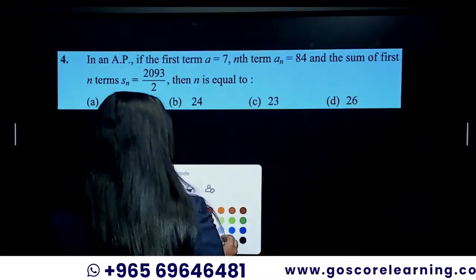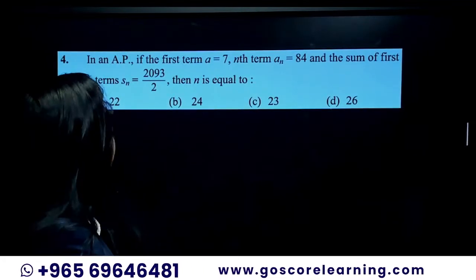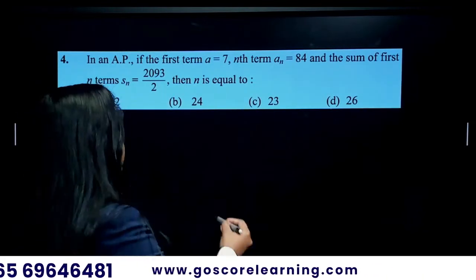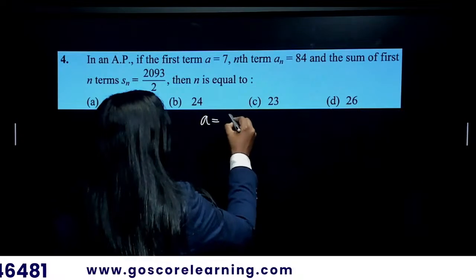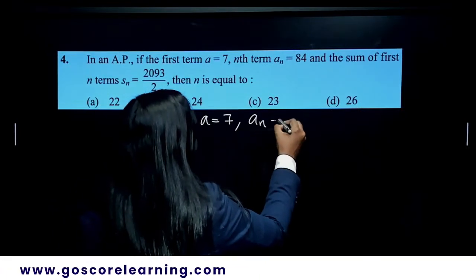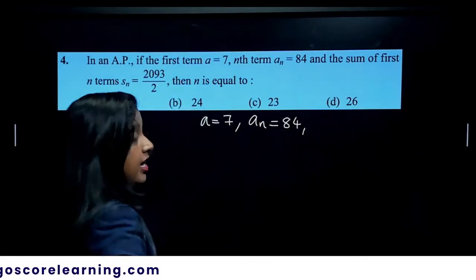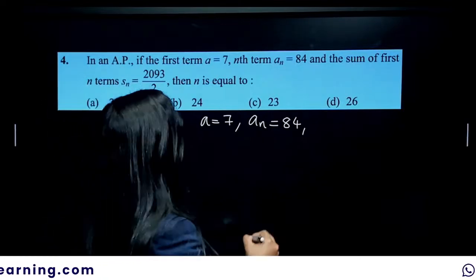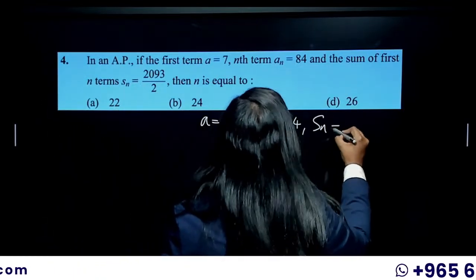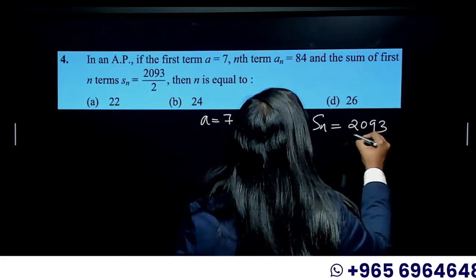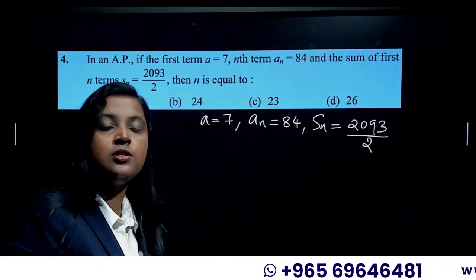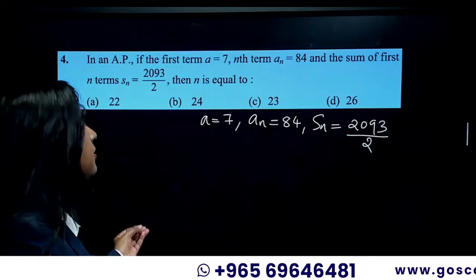Moving to the next one. In an AP, the first term a is equal to 7. Okay, so a is equal to 7. Then the nth term an is equal to 84. And the sum of the first n terms Sn is equal to 2093 by 2. Okay, 2093 by 2. And what you are supposed to find? You are supposed to find n.